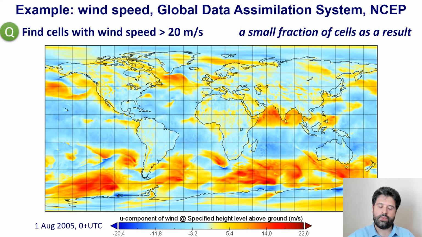Consider the following real-world example. The query is to find cells with wind speed greater than 20 meters per second. It's obvious that the resulting cells constitute only a small fraction of the array compared to the whole array volume. Hence, we should not perform full array scans when we answer such range queries.